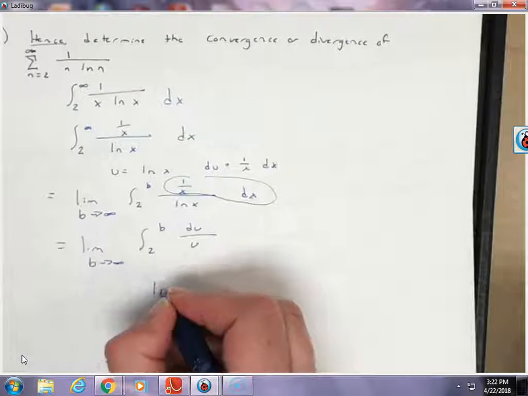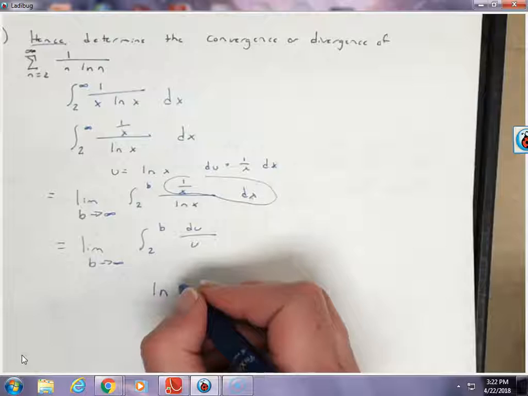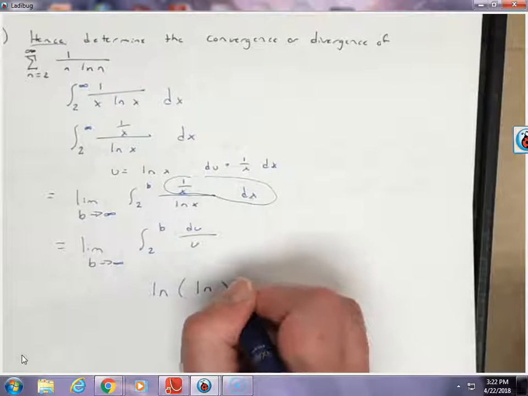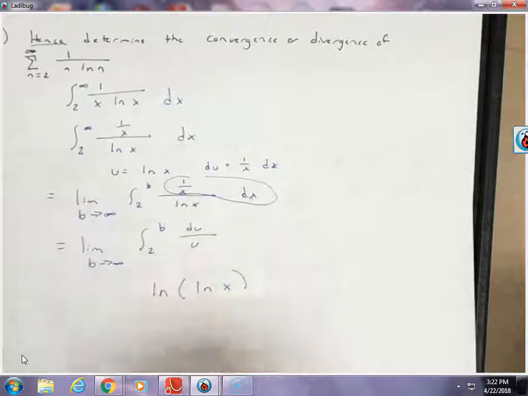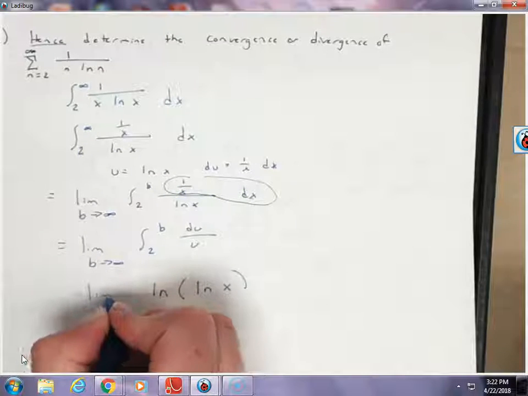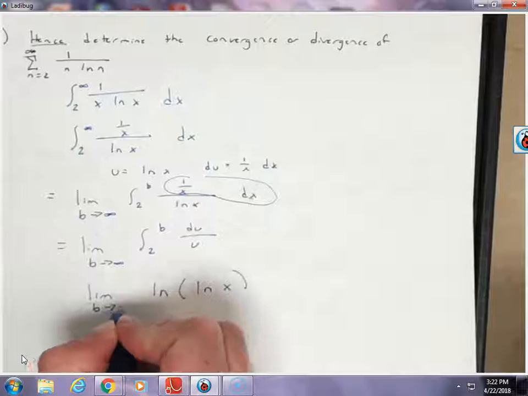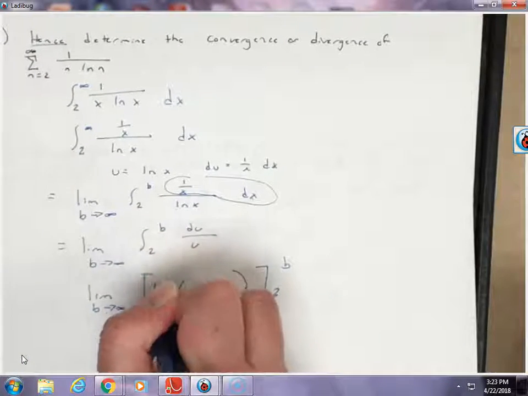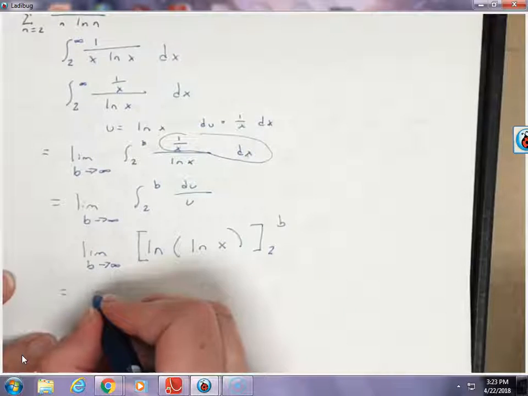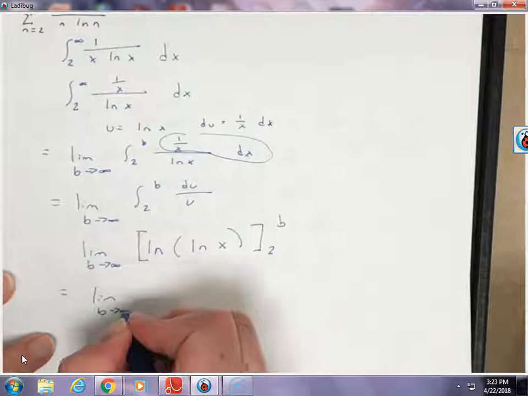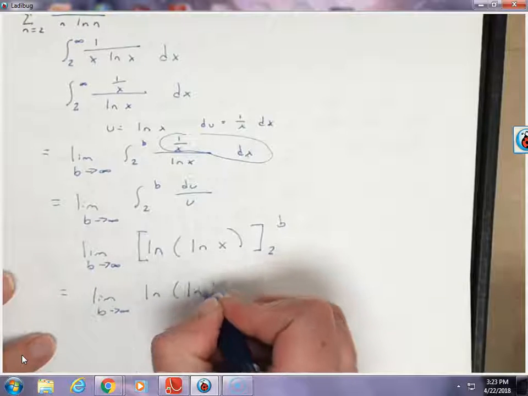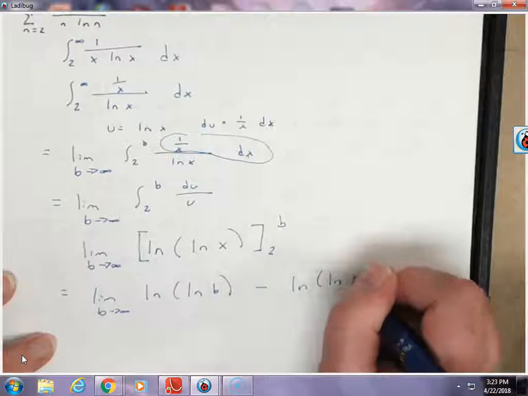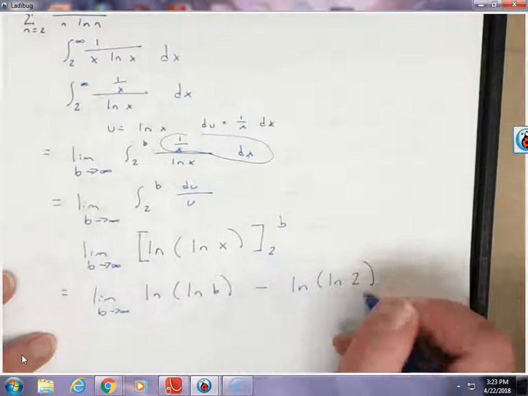So this is just ln of the absolute value of u, but I do know I'm in the positive realm, so I'm just going to do ln of my u, which is ln x. Who doesn't love a double ln? No one. That's the answer. I know you were wondering. From 2 to b. And so we would do the limit as b approaches infinity of the natural log of ln b minus the natural log of ln 2. Not too worried about that, that's a constant.